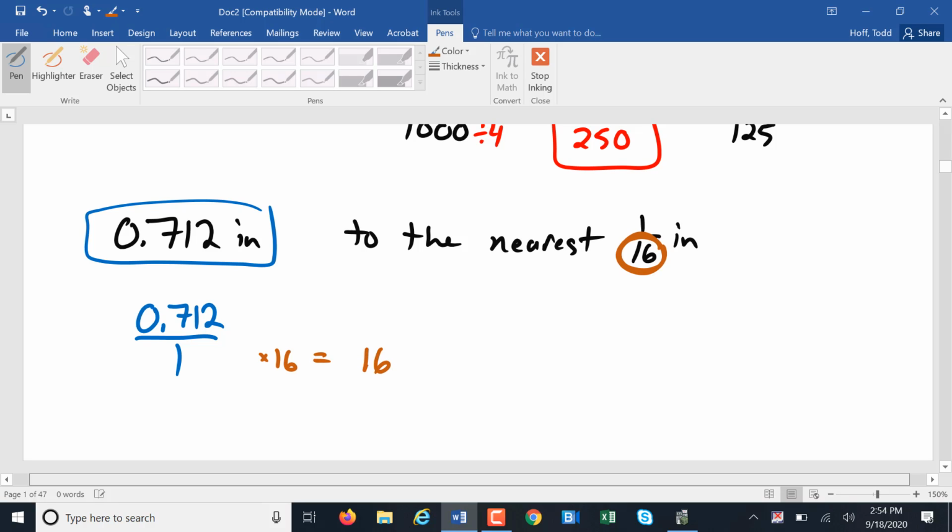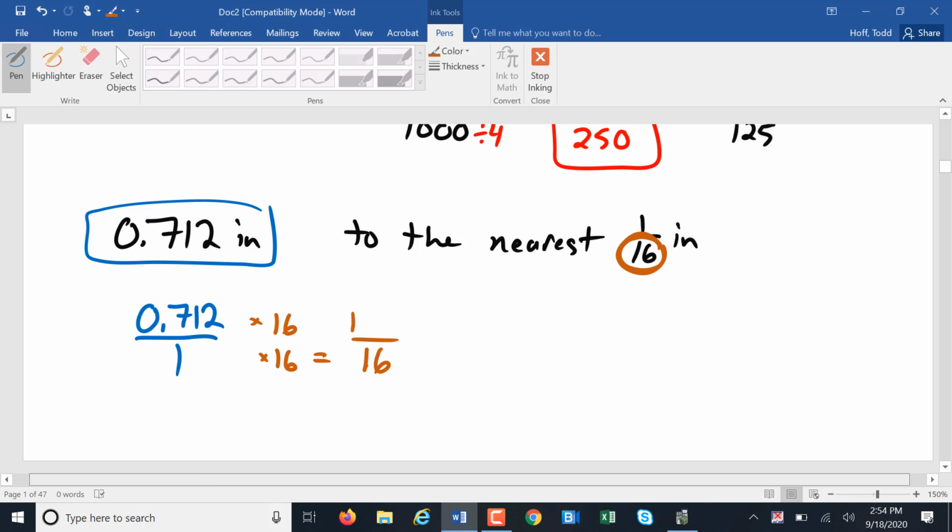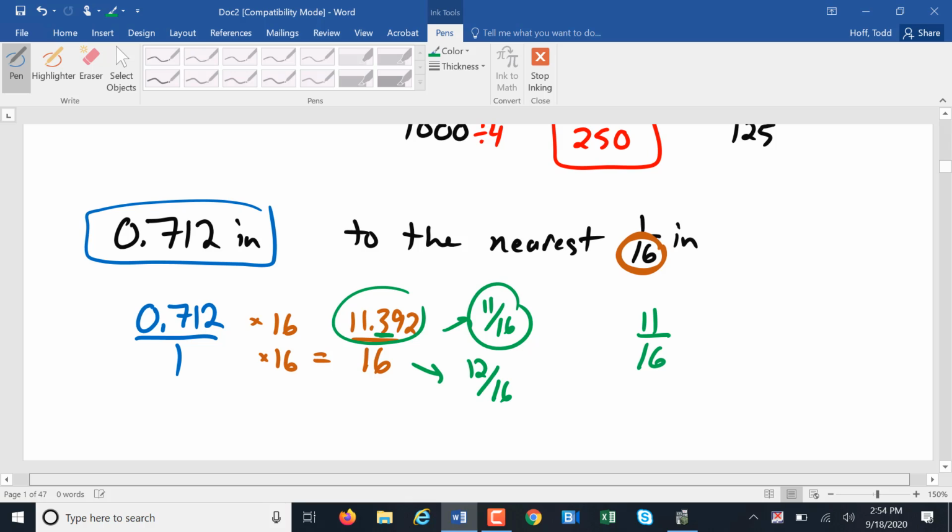Multiply by 16. 1 times 16 is 16. 0.712 times 16 is 11.392. So what this is telling us, the 11.3, is telling us that we are between 11/16 and 12/16, or 3/4. Which one are we closest to? The 11.3 says we're closer to the smallest one, 11/16. So to the nearest 16th of an inch, that is 11/16.